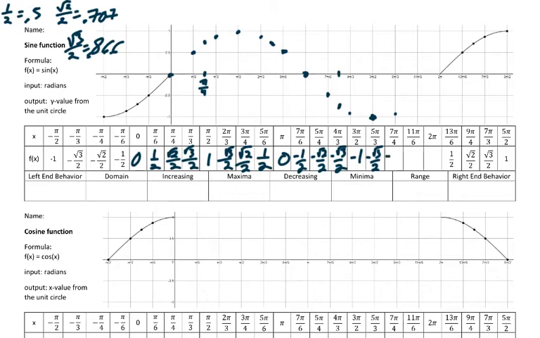At 7 pi over 4, it's negative rad 2 over 2. Remember, this one's the one that's in the middle. And then 11 pi over 6, it's negative 1/2. So it's about there. And then at 2 pi, it's 0. And then if we connect the dots, we get the waviness that is the sine function. Ta-da! Connect the dots.